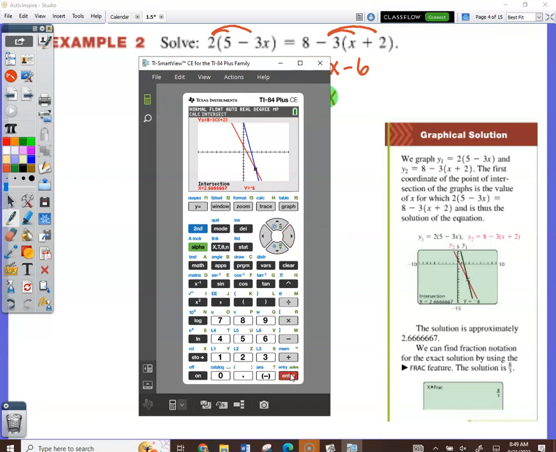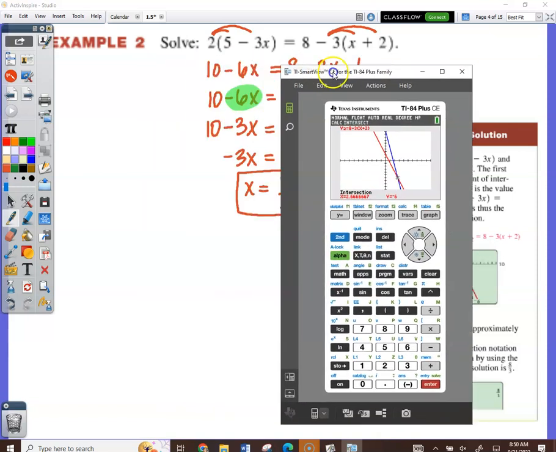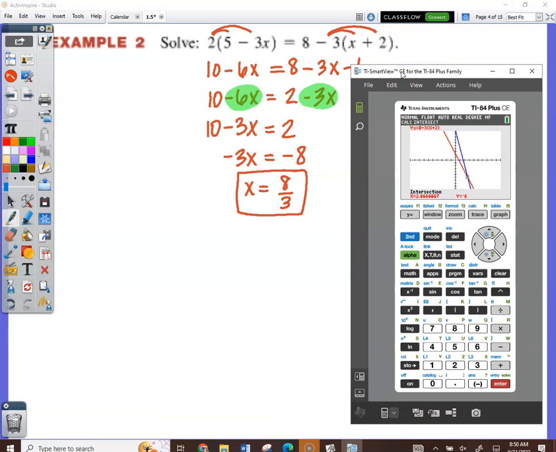And then you're going to see, we don't care about the y value because there was no y. We care about the x coordinate. 2.6 repeated. Well, what's 8 divided by 3? Where did I get 8 over 3, by the way? That was our answer. So, if you look at our answer, we got 8/3. You can verify right there that it's 8/3. 8 divided by 3 is 2.6 repeated. So I'm going to write the steps and you can copy it down.